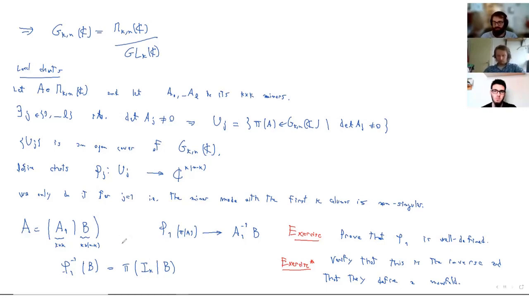So maybe a small suggestion is that you don't need to compute the entries of this matrix, of this phi i composed with phi j inverse of A. You just have to show that they are holomorphic. And the way to do that is to remember that the inverse of a matrix is always an algebraic function of its entries. Okay, and algebraic functions are holomorphic. Okay, so I think that is it for today.